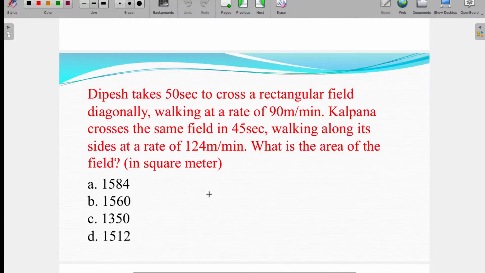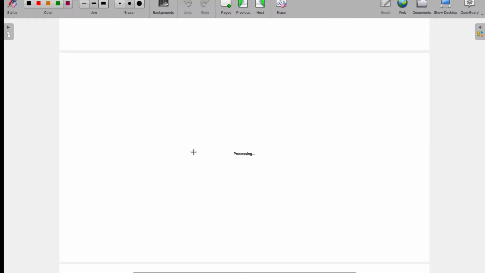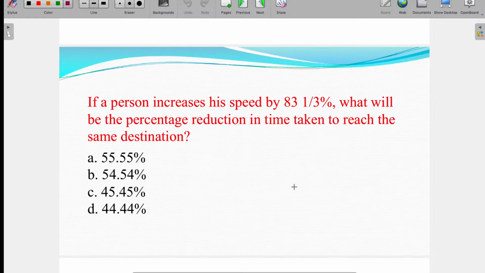Next question. You solve this. The train takes 50 seconds to cross a rectangular field. This we will talk later, because it is a mensuration concept. It is better to do it after mensuration. This will be discussed later.